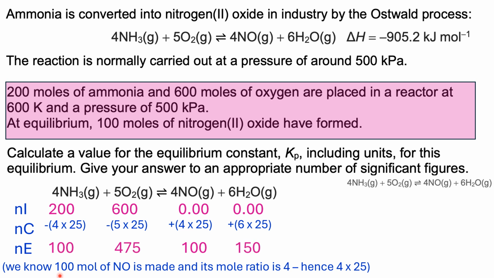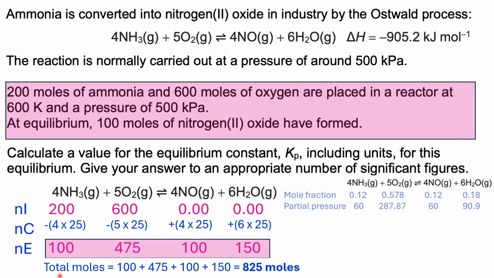Adding up those moles enables us to work out the mole fraction and the partial pressure. The mole fraction was obtained by, I'll go through one of them with you, 100 over 825 gives you 0.12. 475 over 825 gives you 0.578. And again, 100 over 825 gives you 0.12. And then 0.18 is derived from 150 over 825.